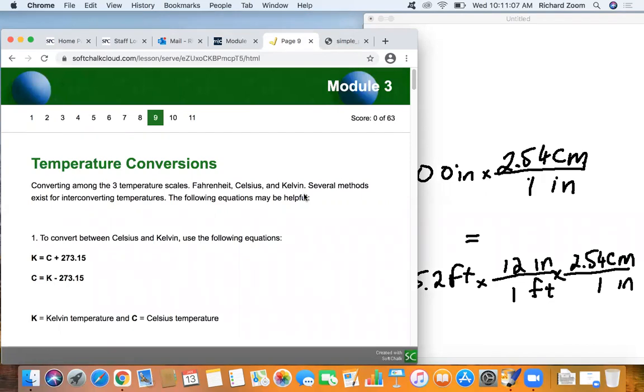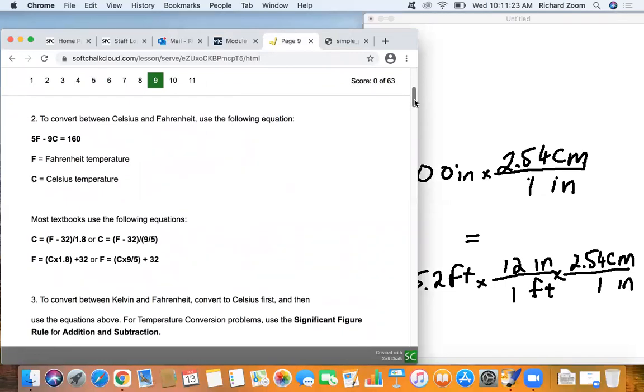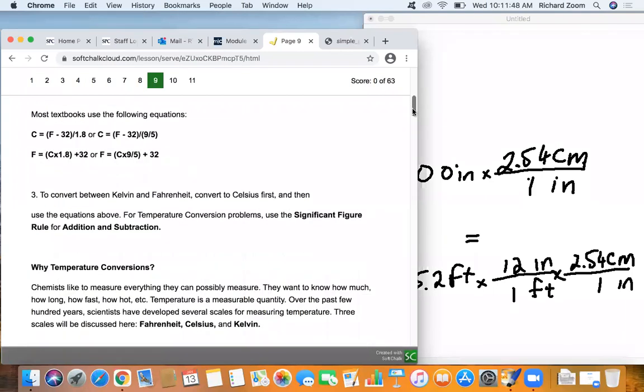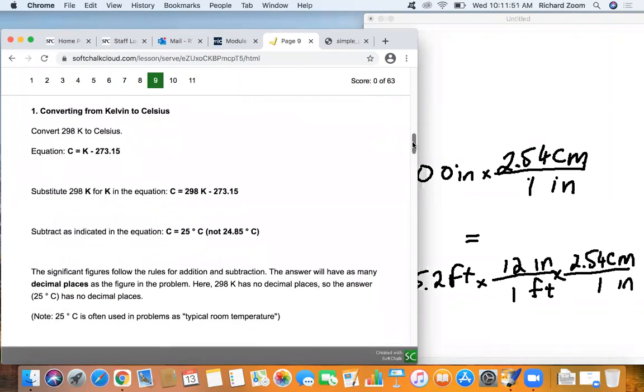For the temperature conversions, on the test, you'll actually be given these conversions. You don't have to memorize them. There's K equals C plus 273.15. You'll be given that. And you'll also be given, I think this one here, 5F minus 9C is 160, to convert between Fahrenheit and Celsius. We'll take a look in a minute for exactly what you're getting, but I think you get some other things as well to help you with those conversion factors. So you don't have to memorize any of these conversion factors for temperature. But let's talk about a couple of examples here.